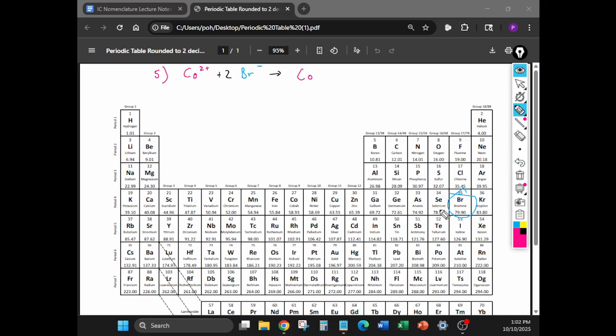Oops, lowercase. Okay, everybody good with the formula? Okay. All right, name. Co is right here in the middle, so it will be cobalt. But since it's in the middle of the periodic table, we got to add the parentheses. The charge is +2, so cobalt(II). And then right here is going to be bromide. All right, so that is going to be the name of this compound. Again, if it's in the middle, just got to add the charge in parentheses in the middle.